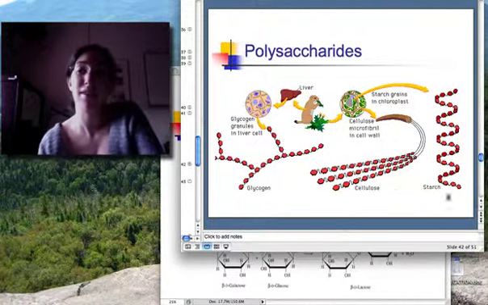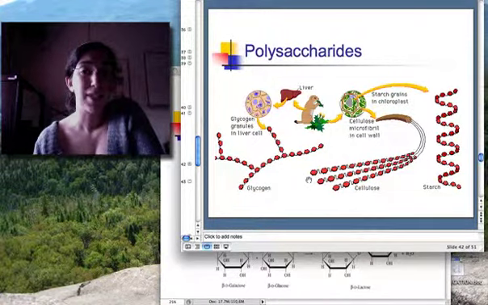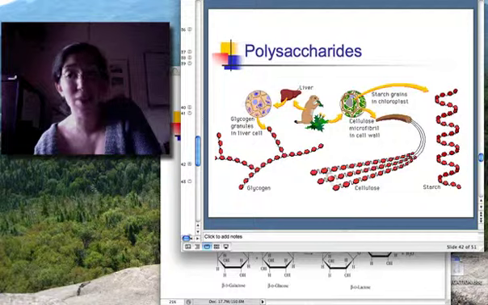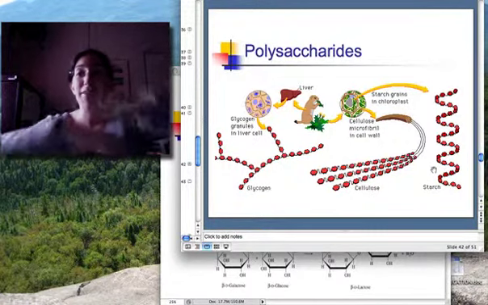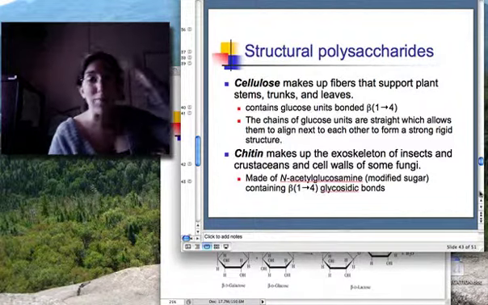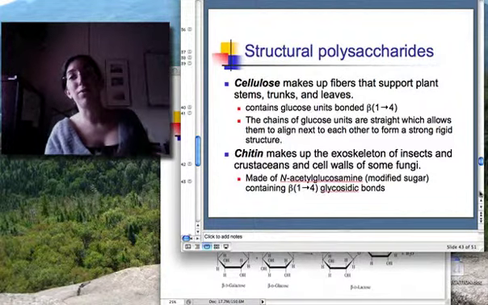In the beta 1,4 linkages, it results in these very straight chains. They don't coil, they're straight, which allows them to pack very densely together and form these structural, rigid structures, like scaffolding in a building.